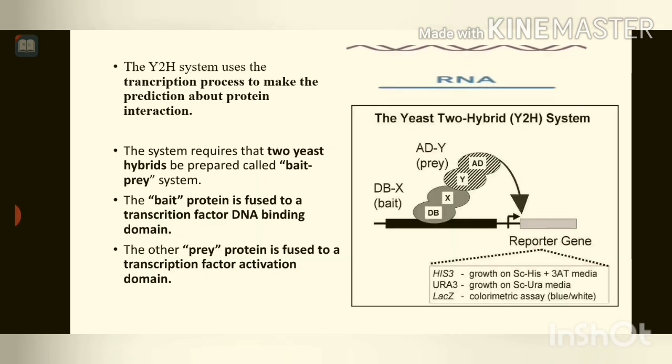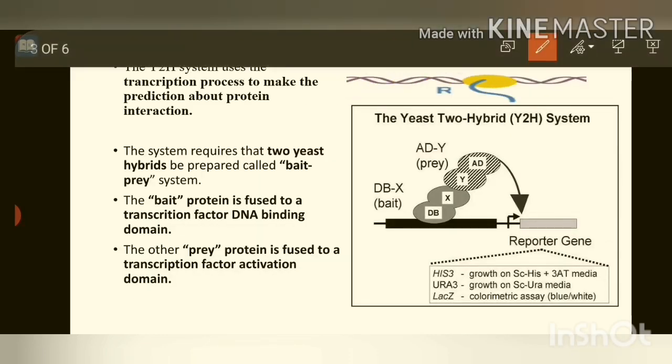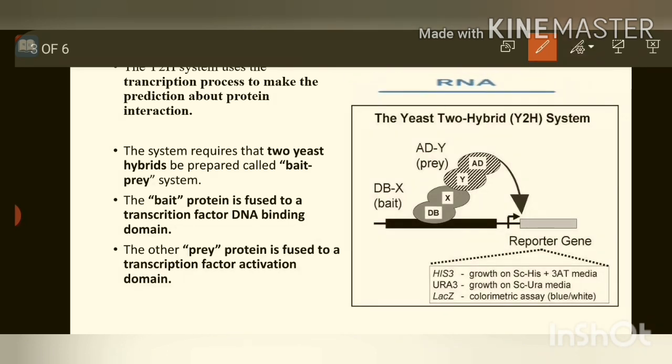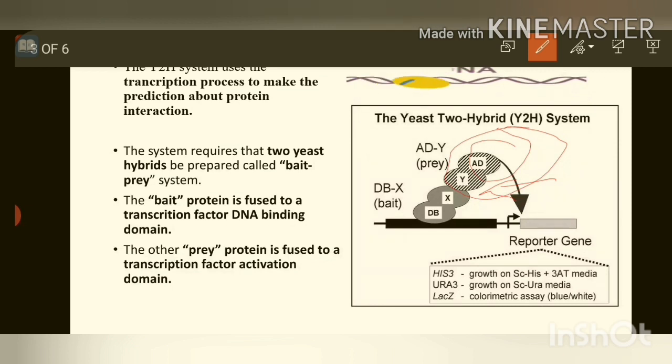Here it is seen that the Y protein is fused with the activation domain, and this fusion is called the prey fusion, and the X protein is fused with the DNA binding domain, and this fusion is called the bait fusion.